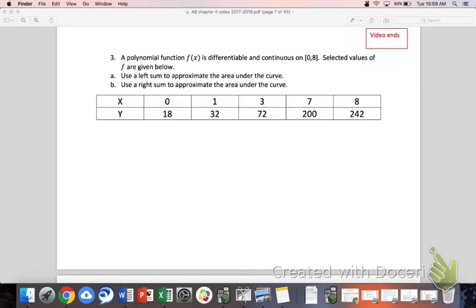So notice the description here says a polynomial function f of x is differentiable and continuous on [0, 8]. Values of f are given below, and it just gives you this table. Part A says use a left sum to approximate the area under the curve, and B is use a right sum. So what I thought I'd do is work on A with you guys and show you a couple of different angles you could take, and then I'll have you try B on your own, because B, although different, is similar enough. That make sense?